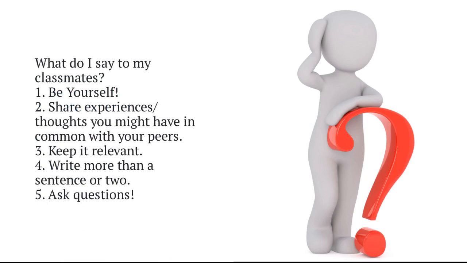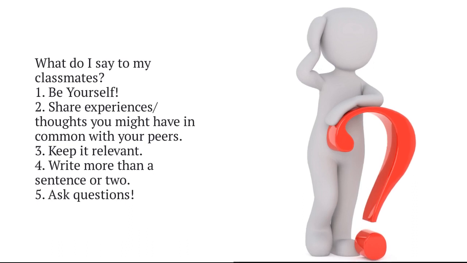Now, we've gotten you all set with writing that initial discussion post that's due every Thursday by 11:59 p.m. Don't forget that important due date. But what about those peer responses? What do I say to my classmates? First and foremost, be yourself. Share experiences and thoughts that you might have in common with your peers. Make sure you keep it relevant and on topic, plus be appropriate. Make sure you write more than a couple of sentences and get to know your peers. Ask questions.